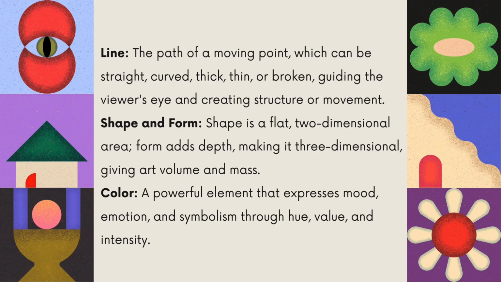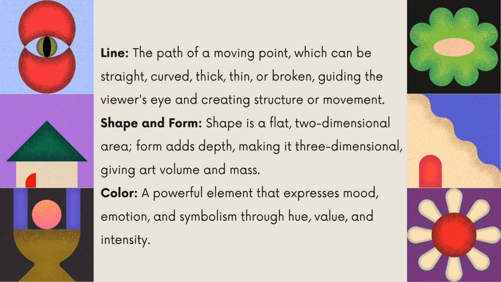The first element in visual arts is line. Line is simply a path created by a moving point. It can be straight, curved, thick, thin, or even broken lines. Lines help guide the viewer's eye and give structure or movement to a composition. For example, curved lines can suggest softness or calmness, while jagged lines can suggest tension and excitement. Understood?